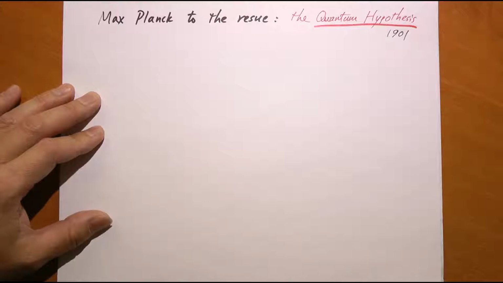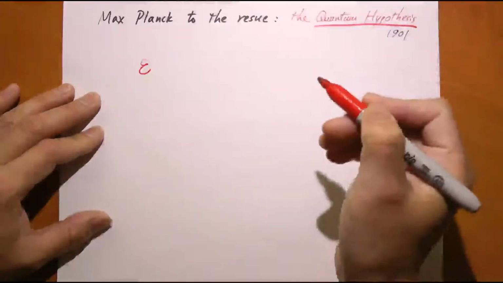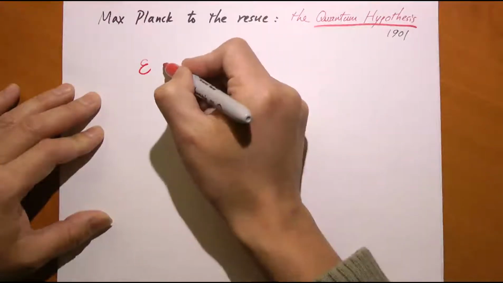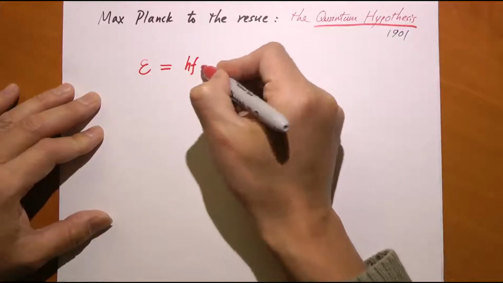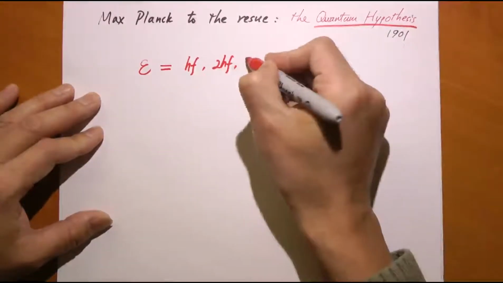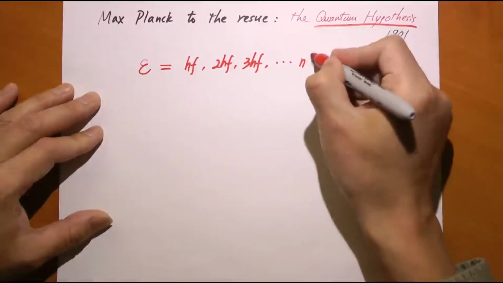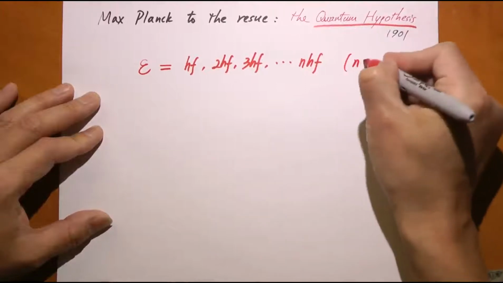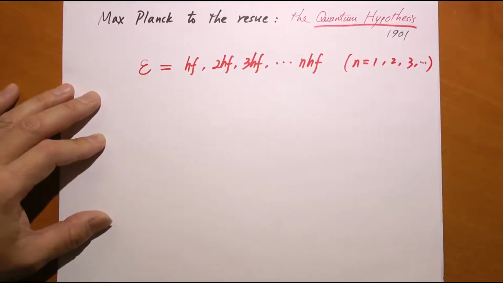That is, it cannot assume any continuous value. It must be a set of discrete values. The energy of the electromagnetic wave must be a set of discrete values: hf, f being the frequency, 2hf, 3hf, and so on and so forth. And so basically it's nhf, n being a constant, 1, 2, 3, and so on. In other words, the energy of the electromagnetic wave radiation is quantized.